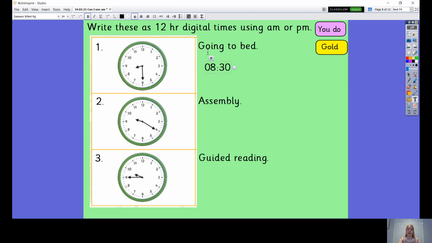And now if I'm going to bed, this is the important bit for today, even more than writing the digital time. I want you to think about that 8:30. Is that going to be AM or PM? So do I go to bed in the AM or PM? Okay, and then do the same for the others. As I said, if you struggle to write the digital time, don't panic too much. We're going to come to that next week. It's more about the AM or PM. So have a go and then put AM or PM. Off you go.